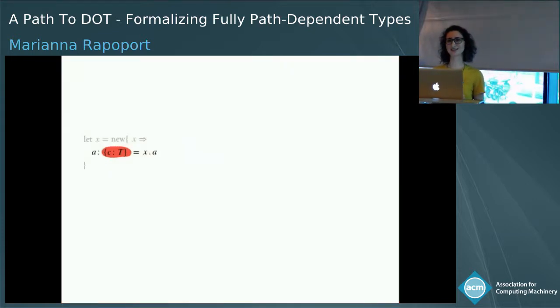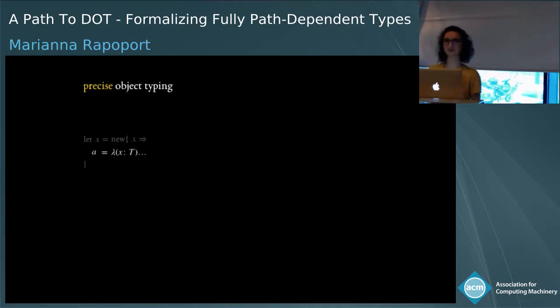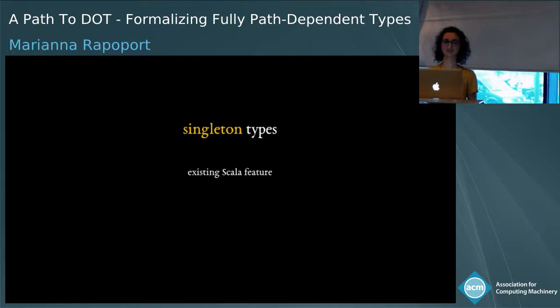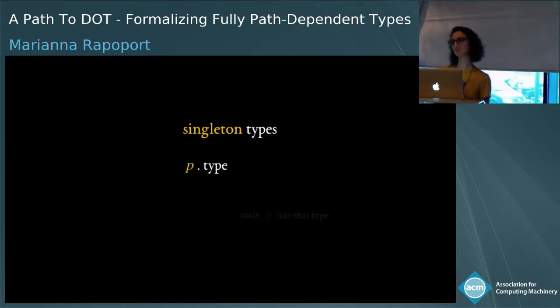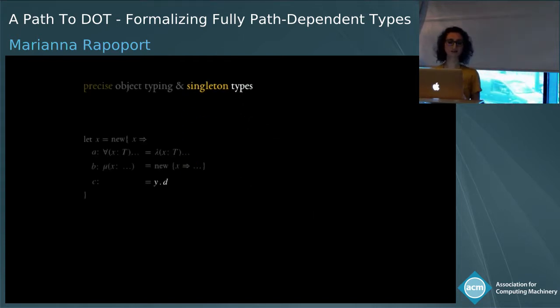So what I need to do is have some more precise information about this field and my type. And what I require then is for object fields to have precise types. So if my field is a lambda, then it must be typed with a function type. If it's an object, it must be typed with a recursive object type. And if it's a path, well, there's not really an obvious type for a path because I don't know what this path points to. And this is where singleton types come in. So a singleton type, p.type, is a type that is inhabited by exactly one value, namely p. And I require my field that is equal to a path to be typed with a corresponding singleton type.